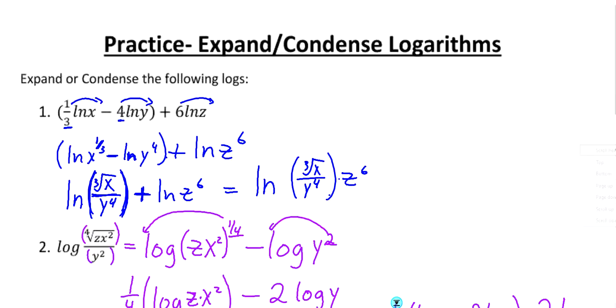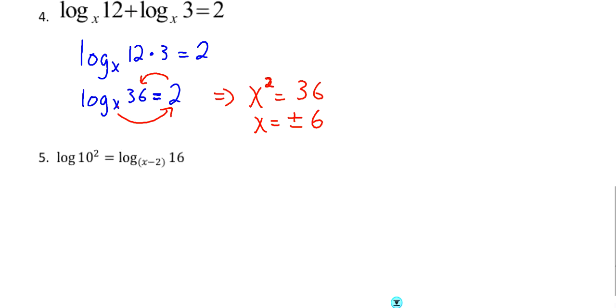Oops, sorry. And then the last one, if my computer will work.